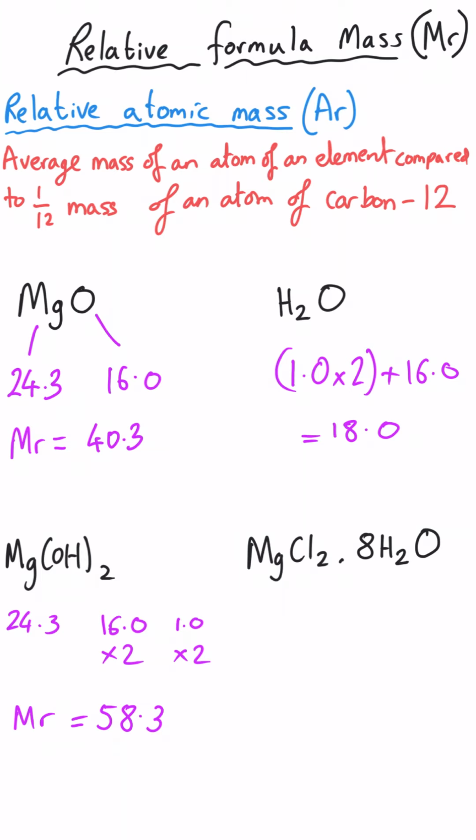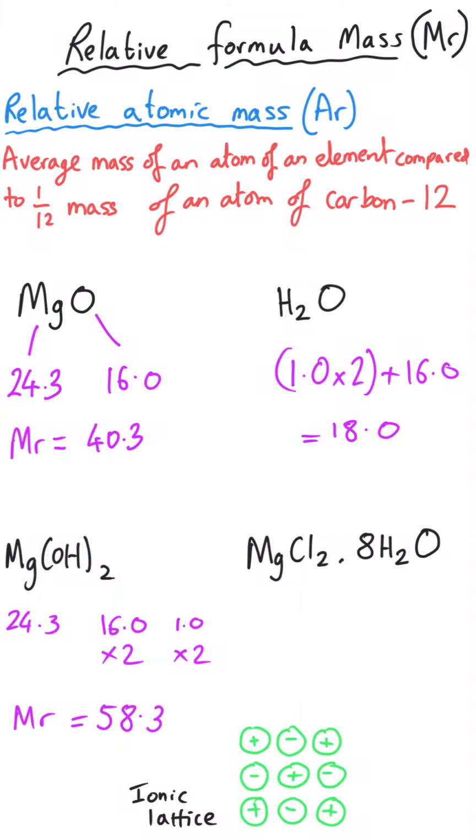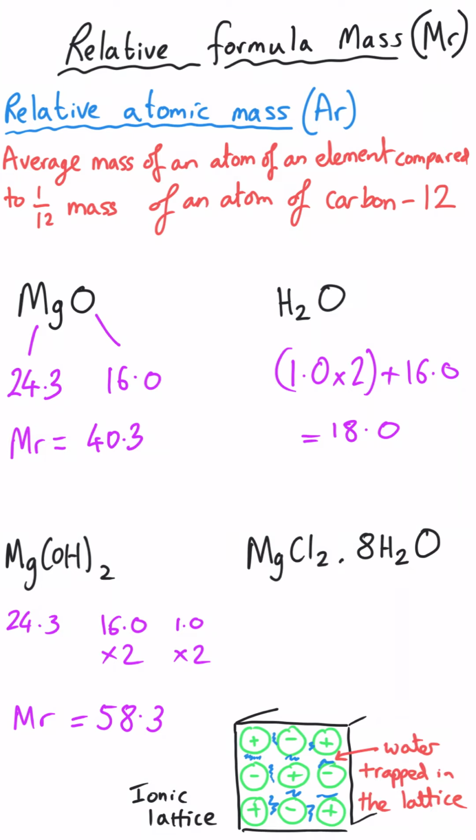Last of all, I thought I'd show you a slightly different formula, which is where you've got an ionic compound, magnesium chloride, and then you've got a chunky full stop after it, but then 8H2O comes after that. And this is something called water of crystallization. What that means is, in an ionic compound, we've got our 3D ionic lattice with positive and negative ions attracted to each other with that electrostatic attraction. But as well as that, we've also got some water in amongst those ions.